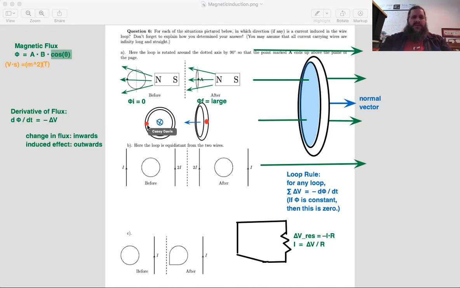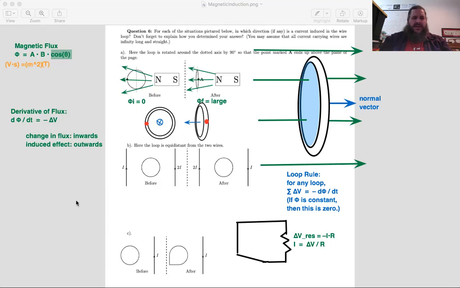And we want the induced effect to be outwards. So point your thumb in the direction pointing out of your screen, so towards yourself, and the curl of your fingers should tell you the direction current's going to flow. So which direction is that going to be? If you point your right thumb outwards from the screen, towards the viewer, counterclockwise. Yeah, that should be current flowing counterclockwise.